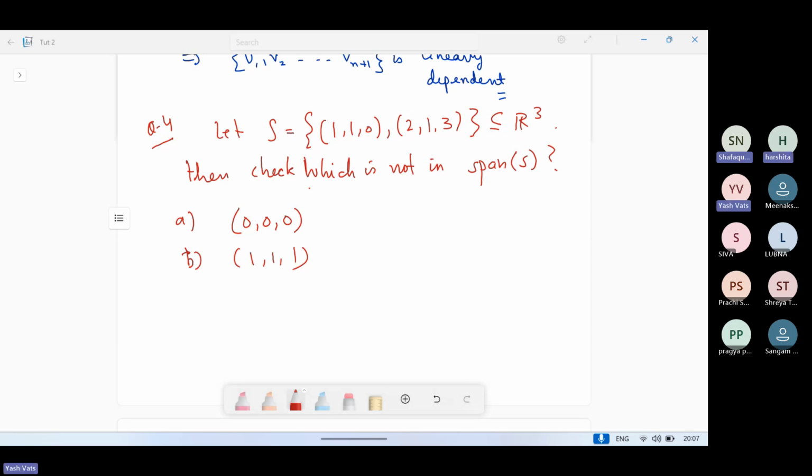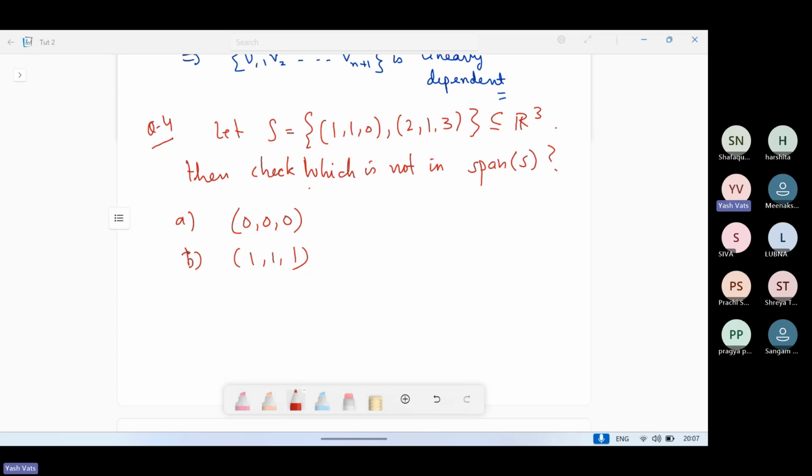Sir, I think, yes. Which are the correct ones? B is not in the span, and A is in the span. Yes, sir. How can it be written? Okay, I believe you.